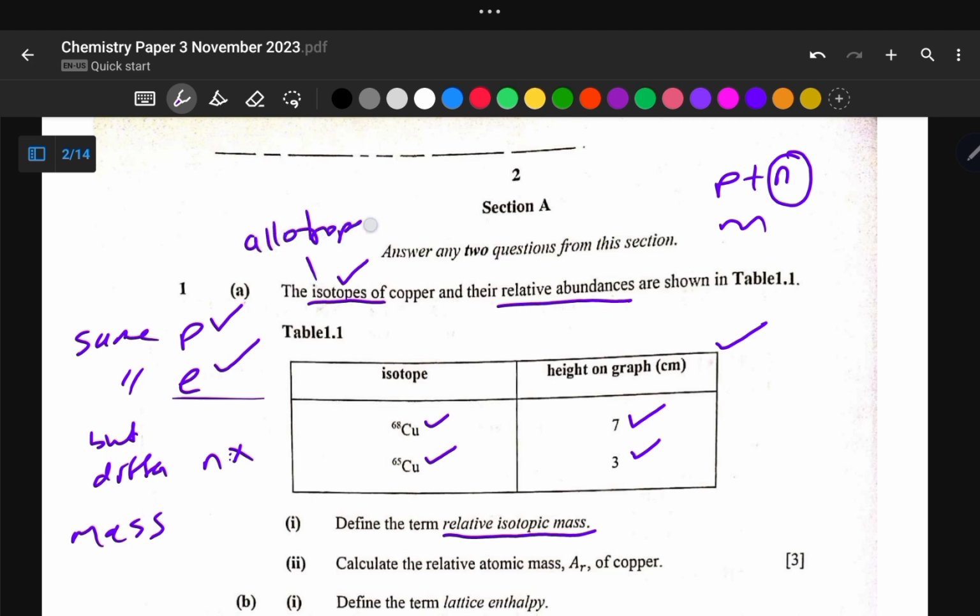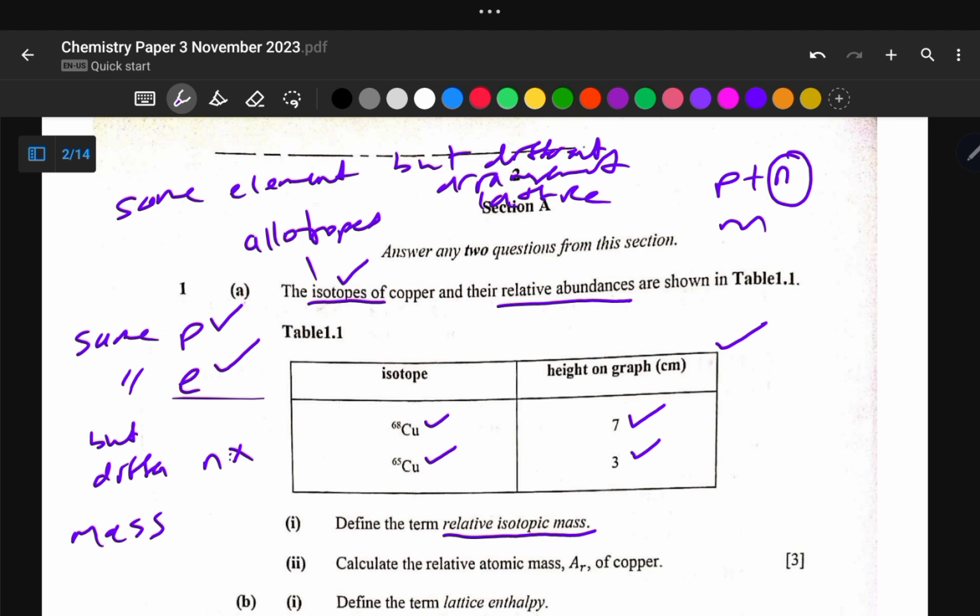Allotropes are defined as atoms of the same element with different arrangements in the lattice structure. Same element but different arrangement in the lattice structure. That's the definition for allotropes. Examples of allotropes: we've got carbon and graphite. These are the more common examples of allotropes. We also have oxygen and ozone. You need to take note of that.